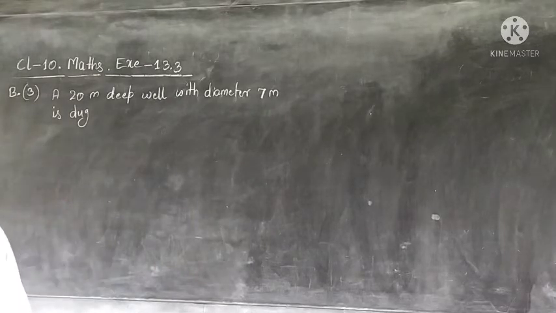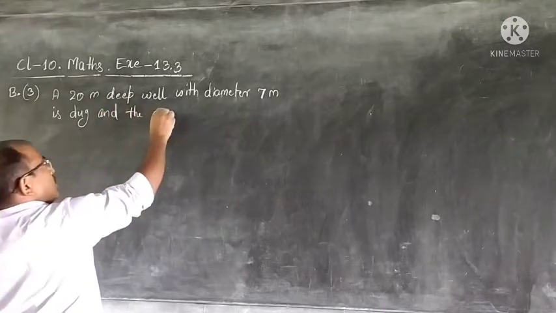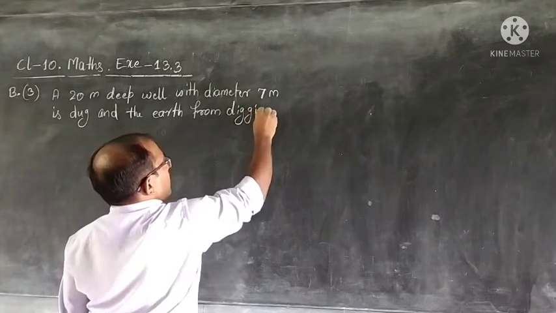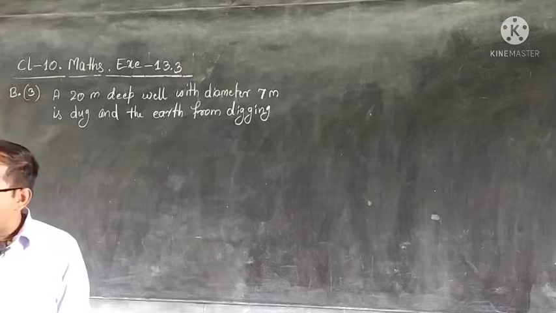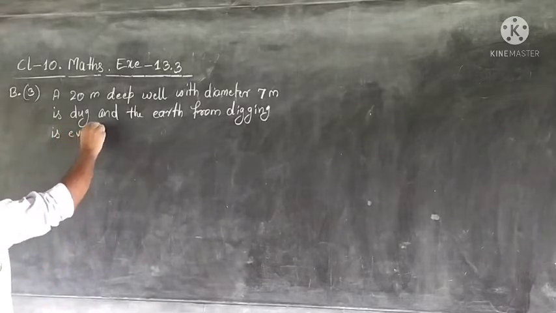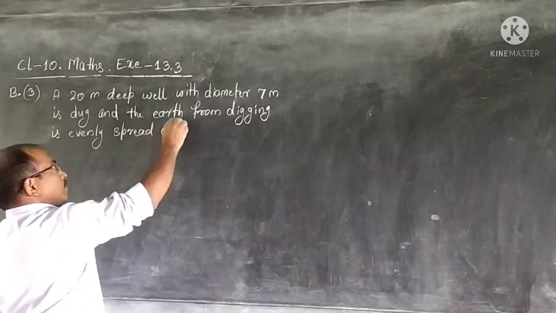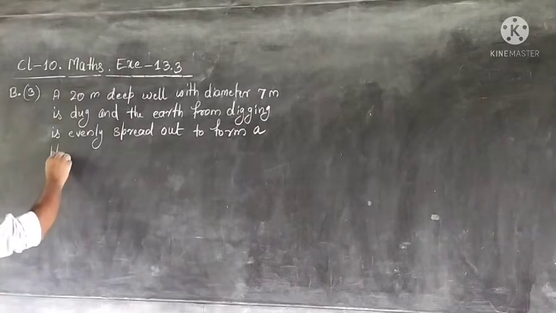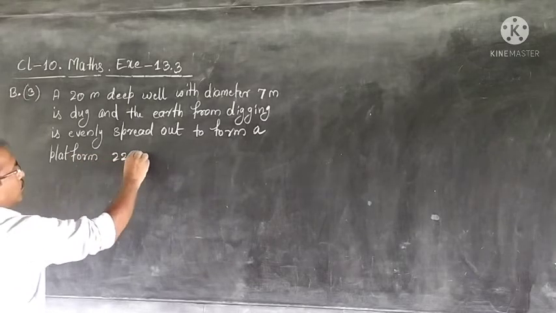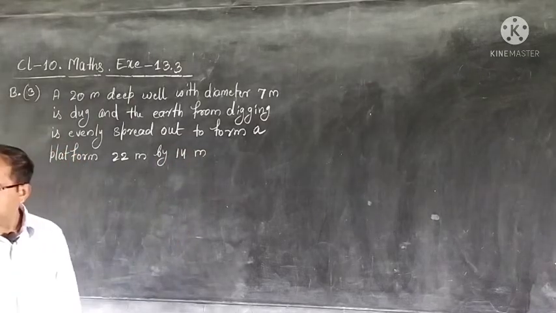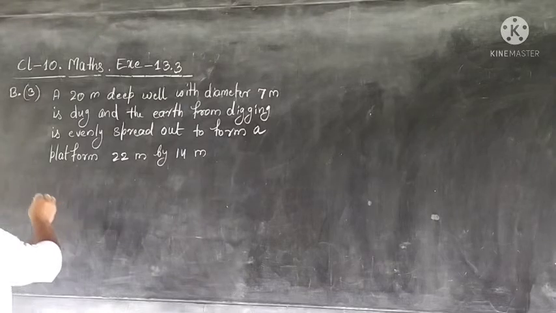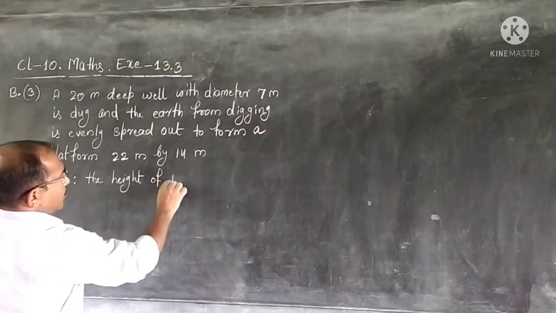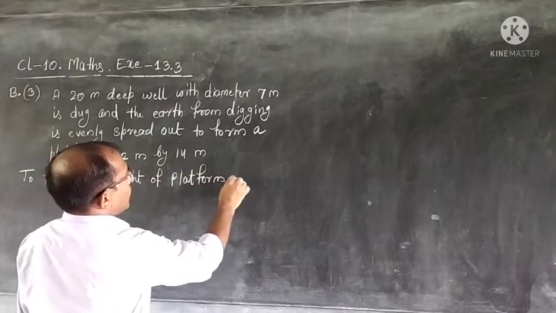and the earth from digging is evenly spread out to form a platform 22 meter by 14 meter. Find the height of the platform. So, we need to find here the height of the platform. What will be the height of the platform?